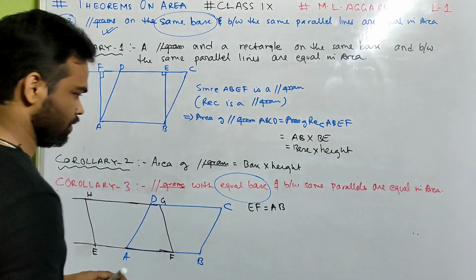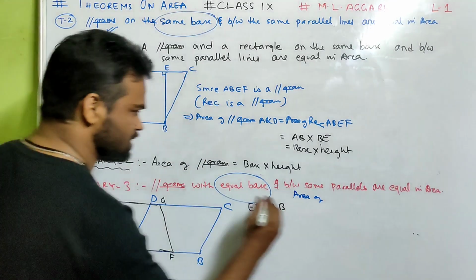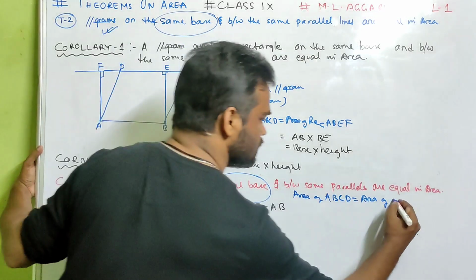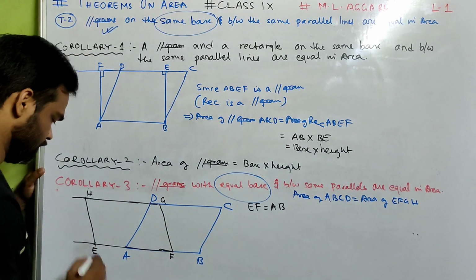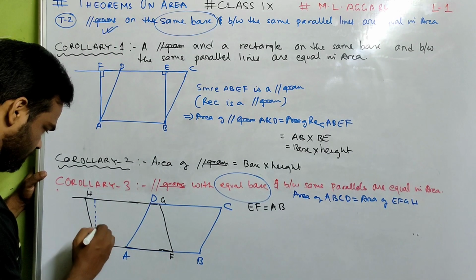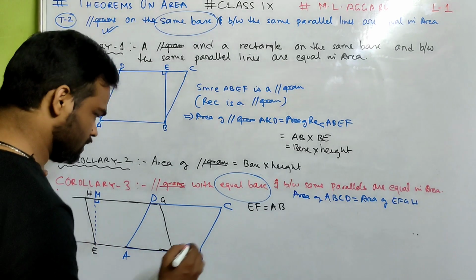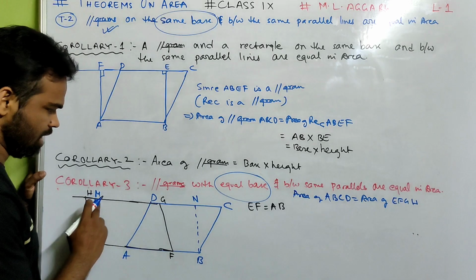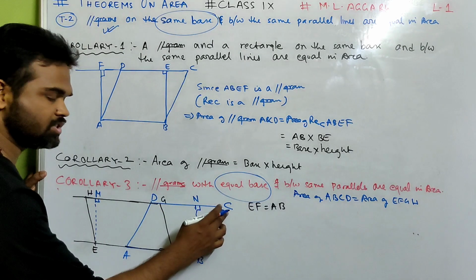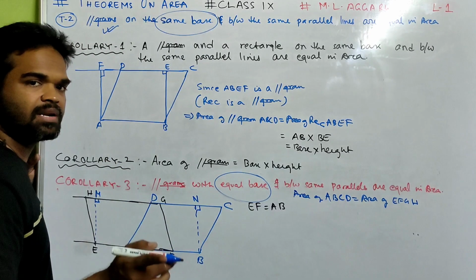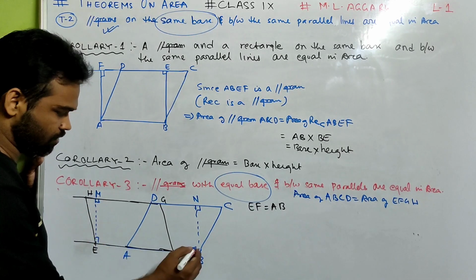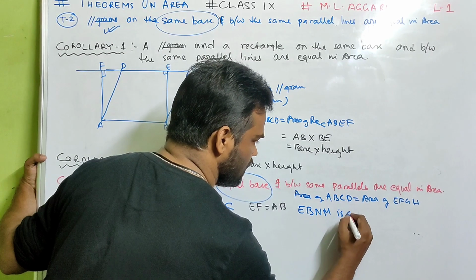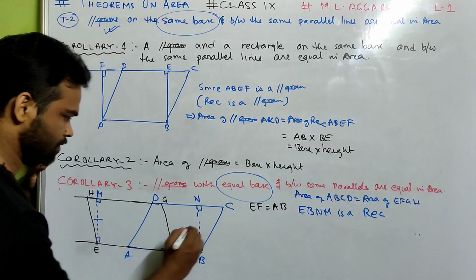How do you prove that? We need to prove that area of ABCD is equal to area of EFGH. What do we do? First, let us draw a perpendicular EM, and let us draw another perpendicular, suppose BN. EM and BN are perpendiculars on HC, which means EBNM will be a rectangle because these two are parallel. So this is 90, this is 90, of course. So EBNM is a rectangle. So if it's a rectangle, then EM will be equal to BN.